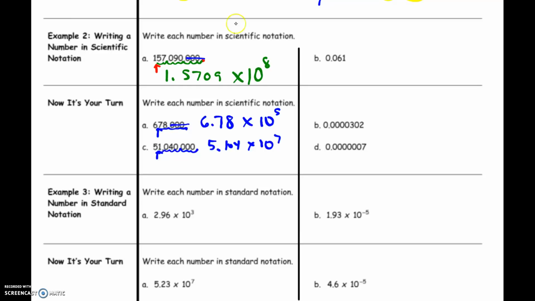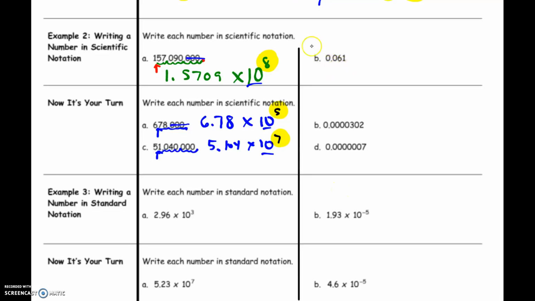Okay, so what you notice is in the examples that we've done, these really big numbers all have a power of 10 with an exponent that's positive. The positive exponent tells me that the numbers that I've written down are really big. On the right-hand side of the line that you drew, there are numbers that are really small.